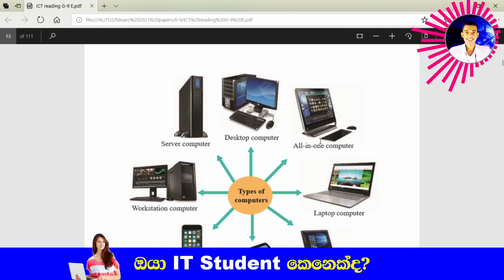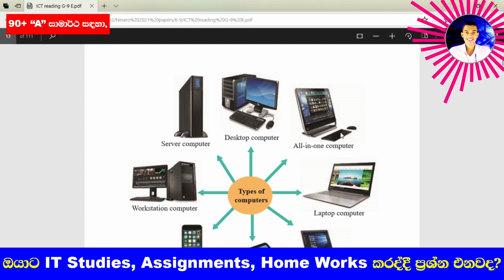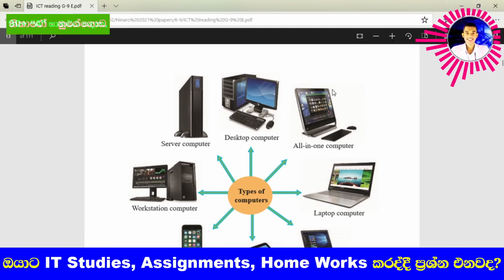In the all-in-one computer, there's only the monitor. All devices are connected to the monitor, not like in a desktop computer. There is no system unit. All are in the same component.